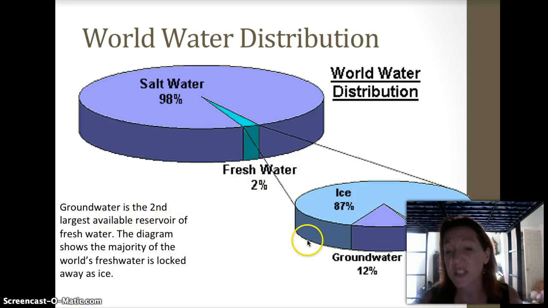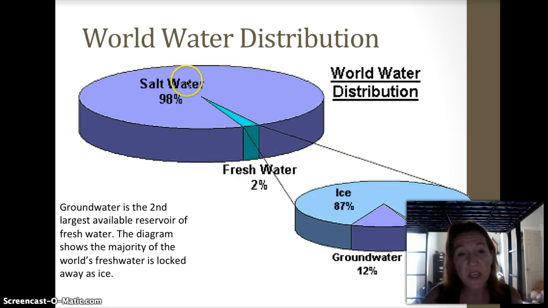Groundwater is the second largest available. You'll see that here at 12%. The majority actually is locked up in ice. 87% is ice. So this little miniature pie chart is showing you out of the 2%. So this was 100%, and then out of this 2% of fresh water, this is showing you what is available out of the 2%. Where is it located? Ice is 87%, ground 12%, and then rivers and lakes approximately 1%.